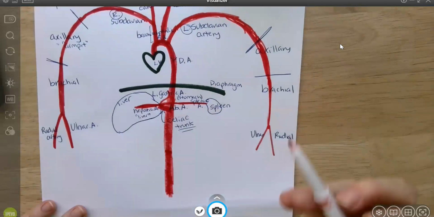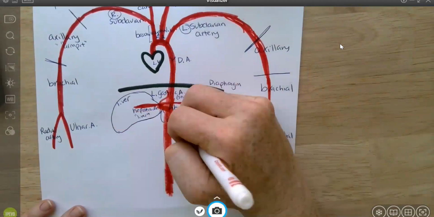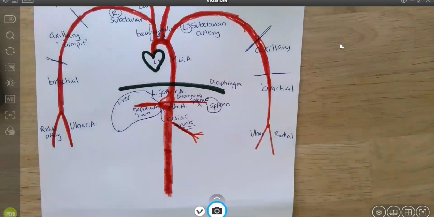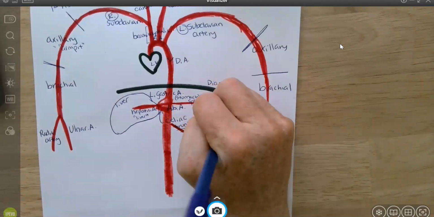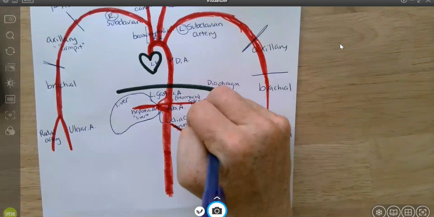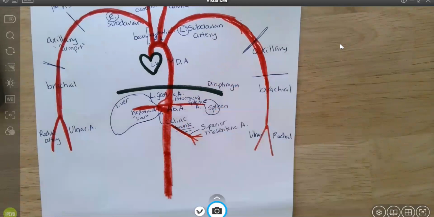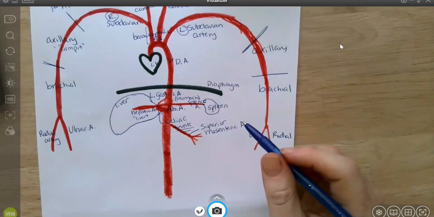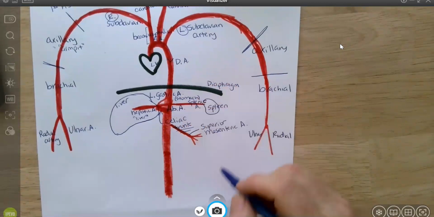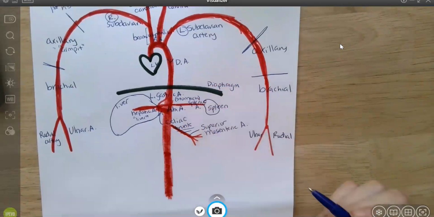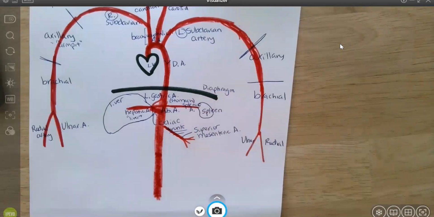The second branch of the abdominal aorta is called the superior mesenteric artery. And the reason it's called the mesenteric artery is because it's going to be embedded in the mesentery and it's going to supply and go to the intestines. Okay, so this is going to go to the small intestines.